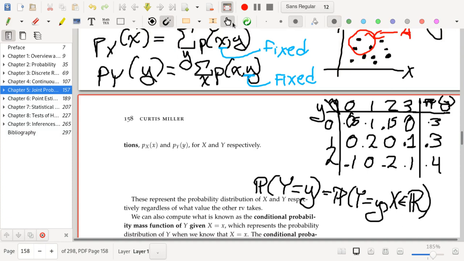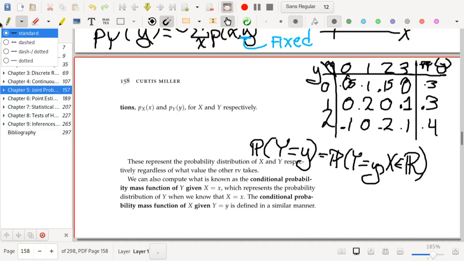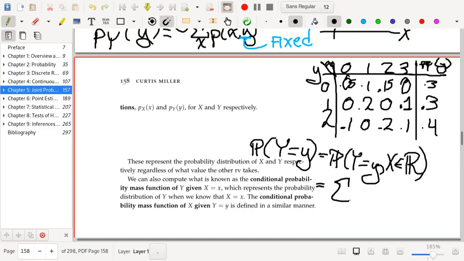So in order to compute the probability that Y is equal to little y and X is any number, you're going to sum up the joint probability mass function over all possible values of X. Okay?